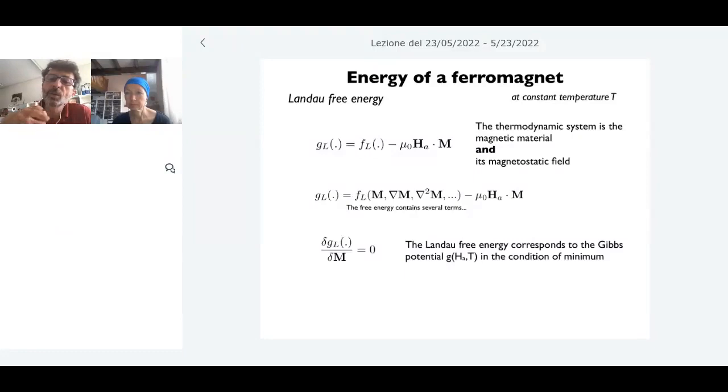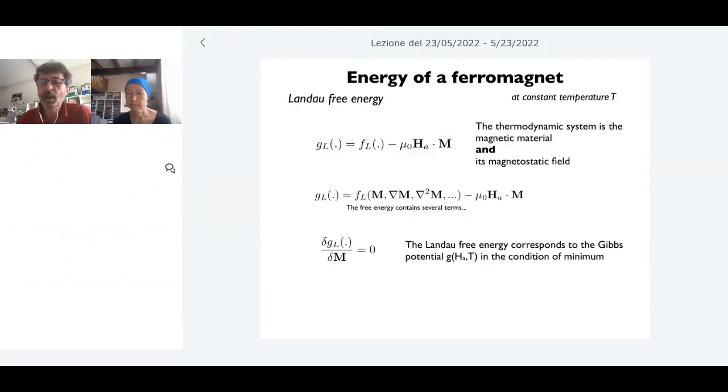So if we don't wait enough, we see systems that are not at equilibrium, and this is the typical case of ferromagnets. We see them standing there in a non-equilibrium minimum for a very long time, and ferromagnets are exactly that case. In that case, instead of calling them thermodynamic potentials, we call them free energies. And then we impose much weaker conditions on them in order to understand the energetics. For example, we have seen that the Gibbs potential is the free energy minus mu zero H_a M. And here we consider as a thermodynamic system both the magnetic material and its magnetostatic field.